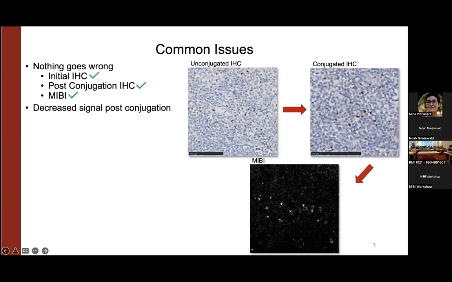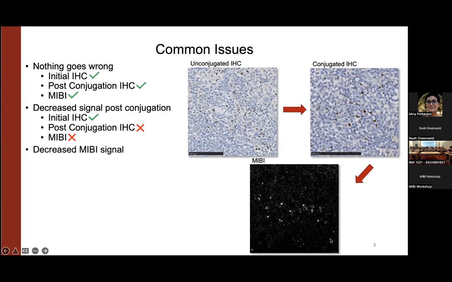But there are a couple of cases where these things aren't the case. This can be a decreased signal post-conjugation. You have an initial IHC that looks good, but you conjugate, and for whatever reason, after conjugating your antibody, you're not getting the same IHC you were initially getting. And of course, because you're not getting a good IHC, you're also not getting a good MIBI image.